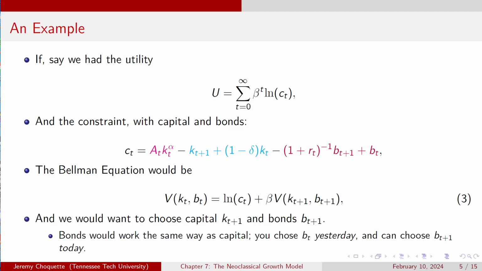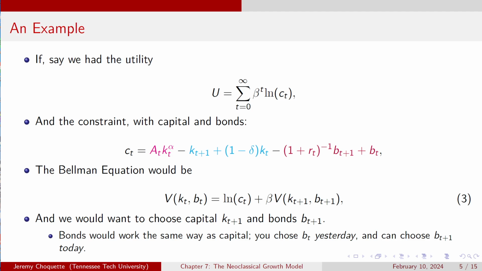So let's do an example. Say you got the utility that you've seen from the neoclassical growth model. So it's beta to the t times the natural log of c_t. And the constraint with capital and now bond holdings is c_t equals a_t times k_t to the alpha, minus k_{t+1}, plus (1 minus delta) k_t. That's output minus capital investment, right? But then we're subtracting (1 plus the real interest rate) to the negative 1 times b_{t+1}, and we're adding b_t. So we're adding in the flow of bonds now.